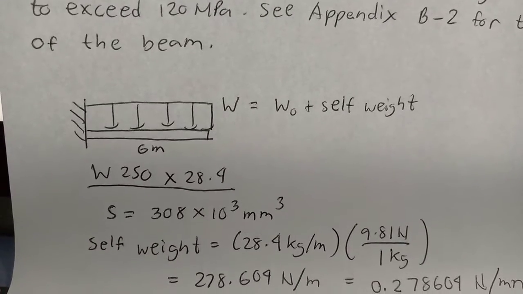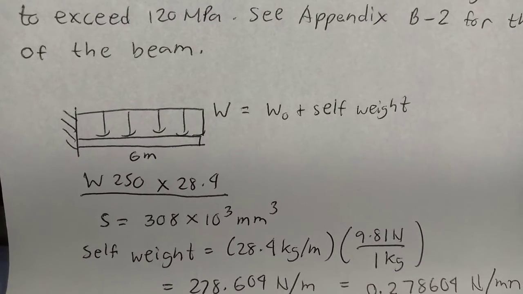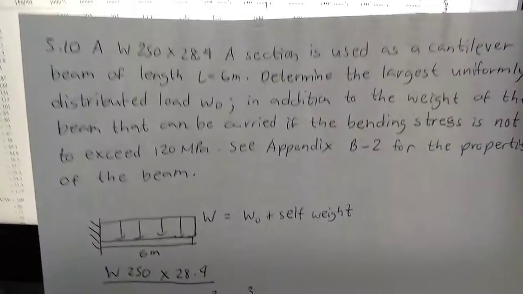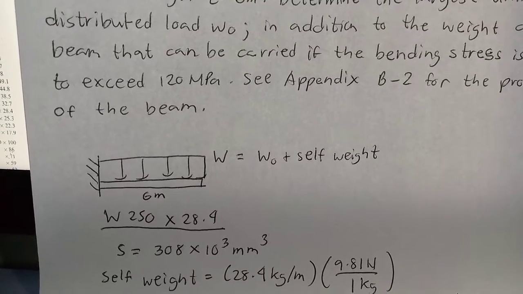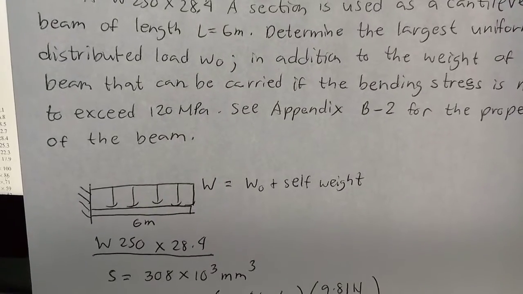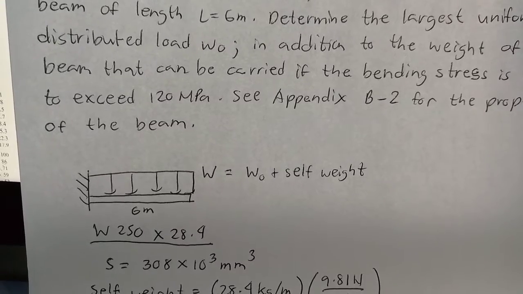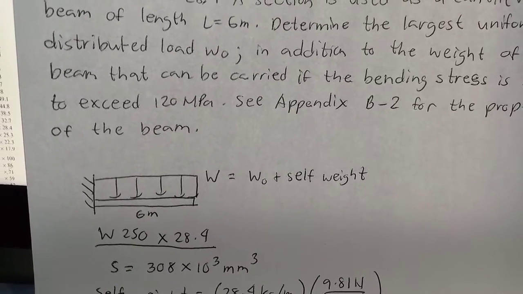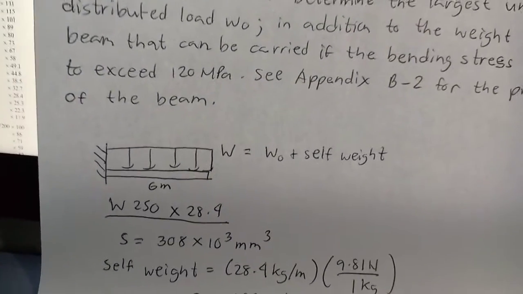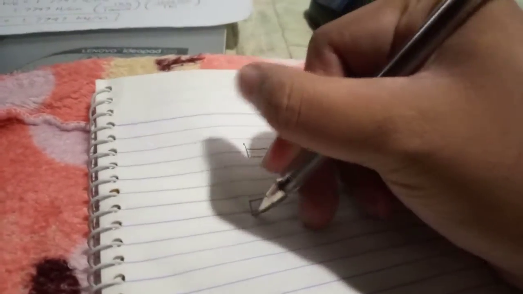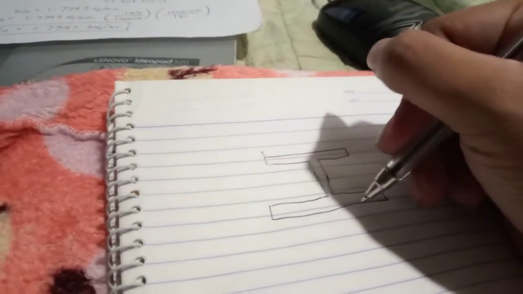When we say W, it is a wide flange beam, or it has a W-shaped section. It is actually an I shape. It looks like this. So the shape of a wide flange beam is like this.